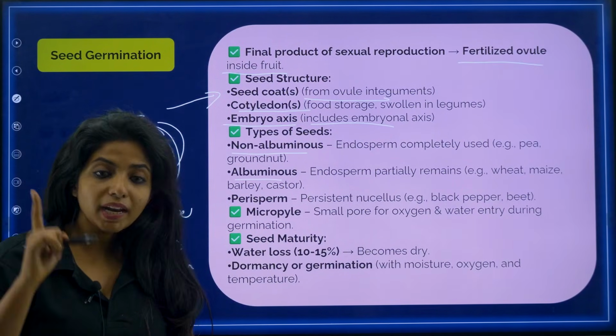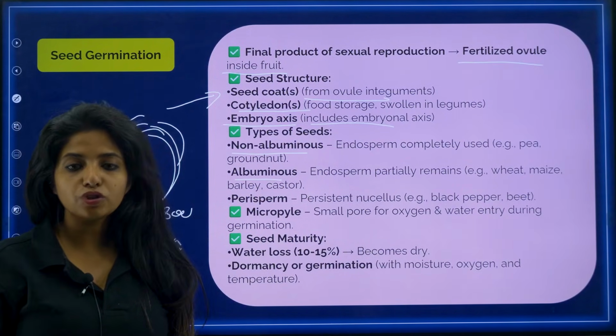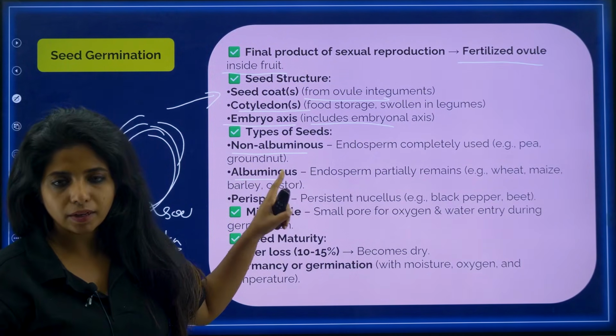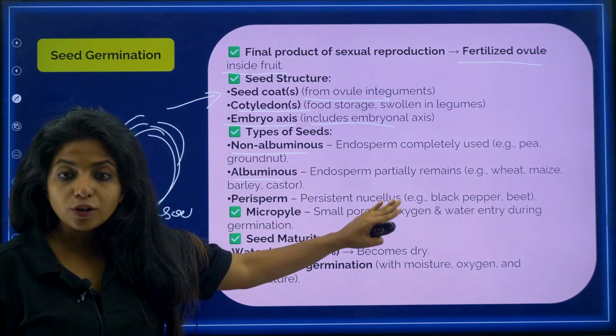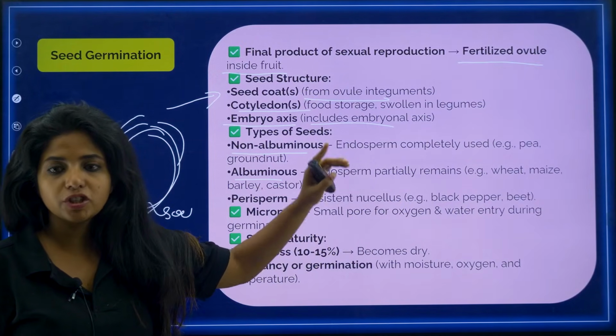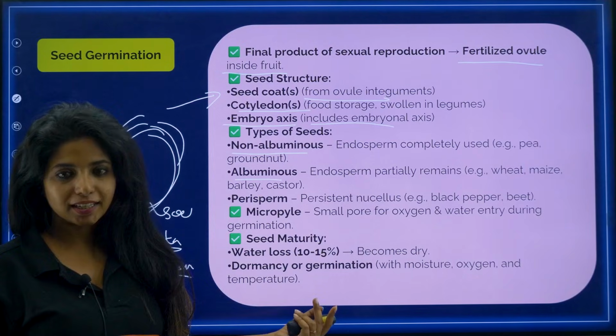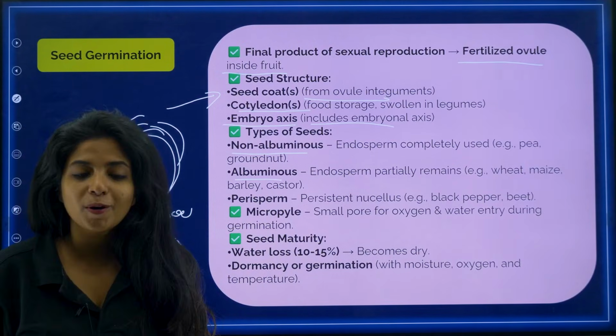I told you, whenever the endosperm is completely used, it means that it is non-albuminous. For example, pea, groundnut, all the dicots come under this. Albuminous is when the endosperm is partially remaining, such as wheat, maize, barley and castor. Same thing, monocots. Now there is something known as perisperm. What do you mean by that?